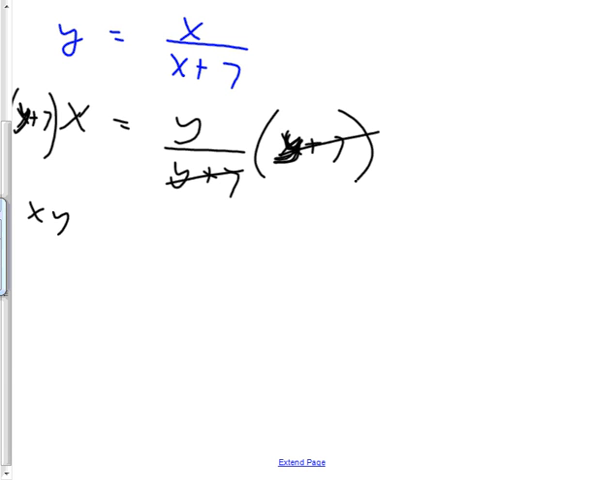x times y is xy. x times 7 is 7x. Now, I do multiply it all the way out. That's the other thing you need to make sure. And now you got y's on both sides. You have to fix that.